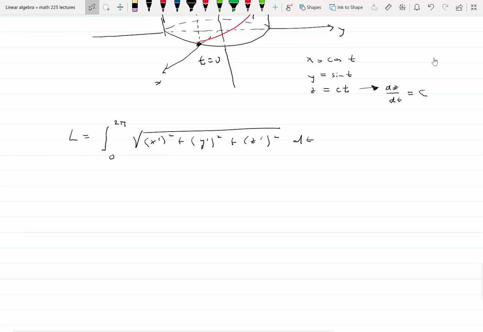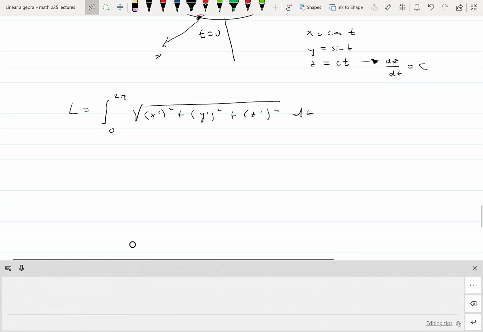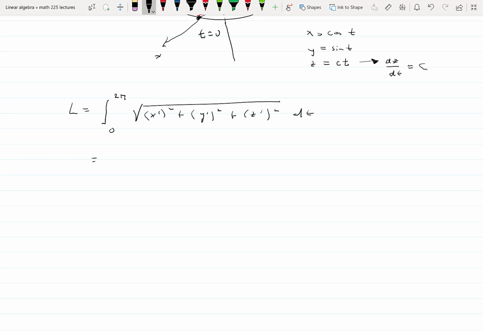Okay, so let's just continue on with this. So our length then is the integral from 0 to 2 pi of the square root of, well, if x equals cosine of t, dx/dt is, oops, negative sine. Derivative of cosine is negative sine. Derivative of sine is cosine, so plus cosine squared. Derivative of ct with respect to t, we already have that up there, is c. So this is our integral.